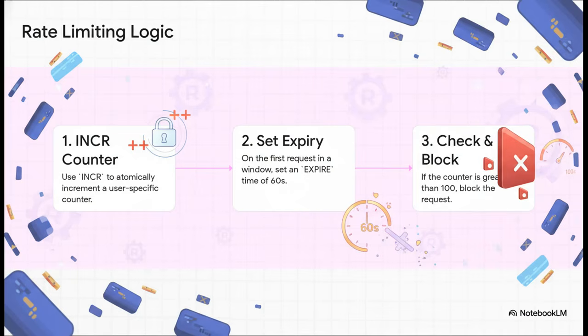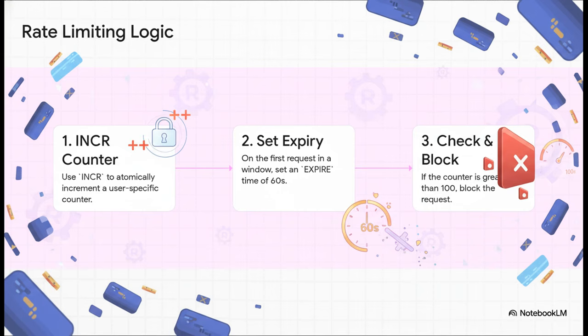And here's the magic. Get this. It takes just 2 Redis commands. That's it. When a request comes in, you use INCR to atomically increment a counter for that user. And atomically is the keyword there. It means it's totally thread safe, no race conditions.